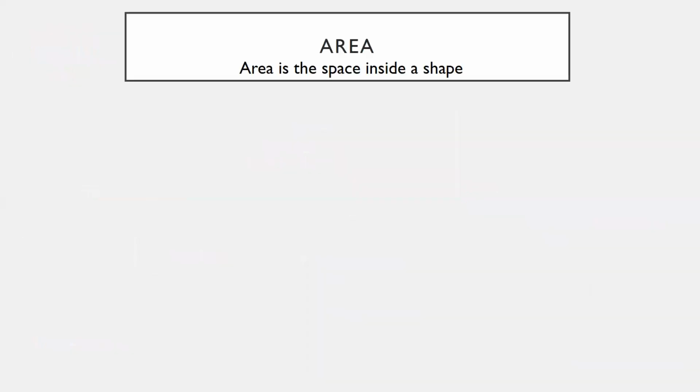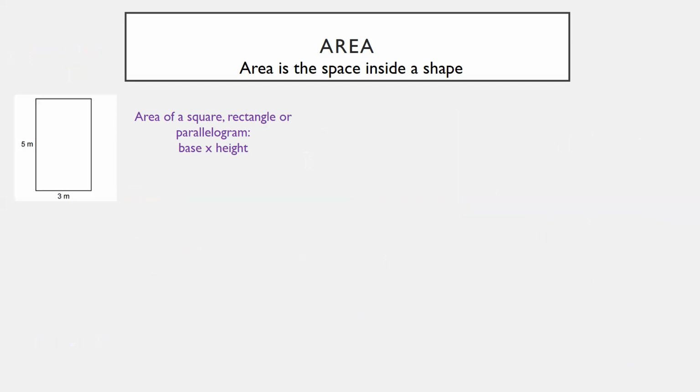Okay. Area is the space inside a shape. So if we're looking for the area of a square, a rectangle, or a parallelogram, all we need to do is the base times the height. So this rectangle over here, the base is 3, the height is 5, so we're just timesing them together to give us 15 meters squared. Remember, for area, your answers are squared.